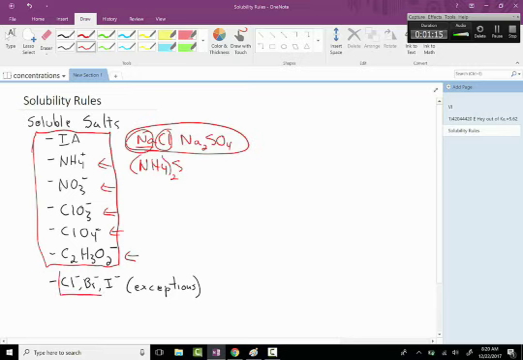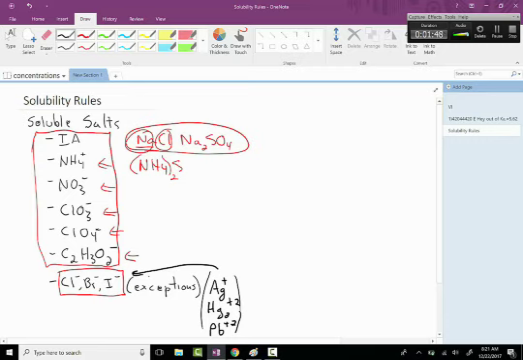Chloride and bromide and iodide are soluble. Also, there are a few exceptions, and here they are. If chloride forms a salt with silver plus, if it forms a salt with mercury 2 plus 2 or lead plus 2, they are slightly soluble, or insoluble salts. So those are the exceptions only to the chloride, bromide, and iodide.